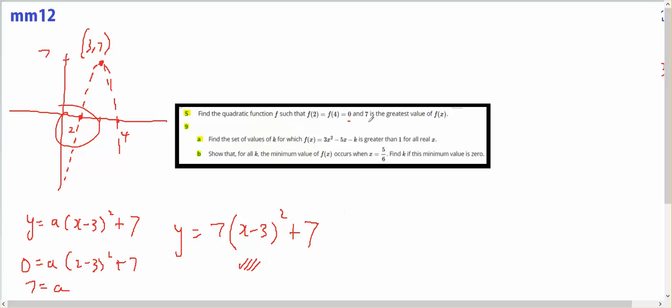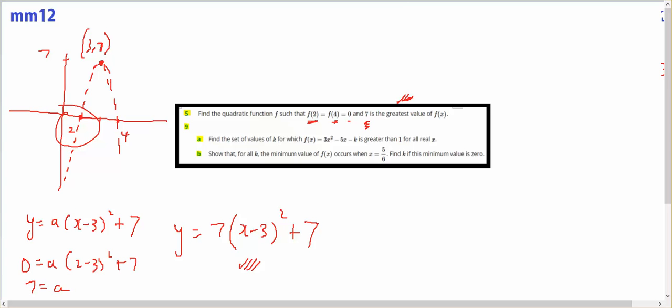Because I knew the greatest point was 7, therefore the y-coordinate of my turning point was 7, because it was the greatest value, therefore it's the turning point, the local maximum. And I knew that the x-coordinate was 3 because I was given my two x-intercepts.